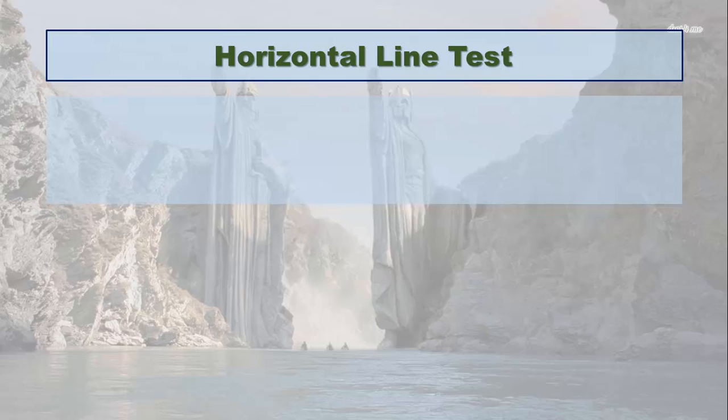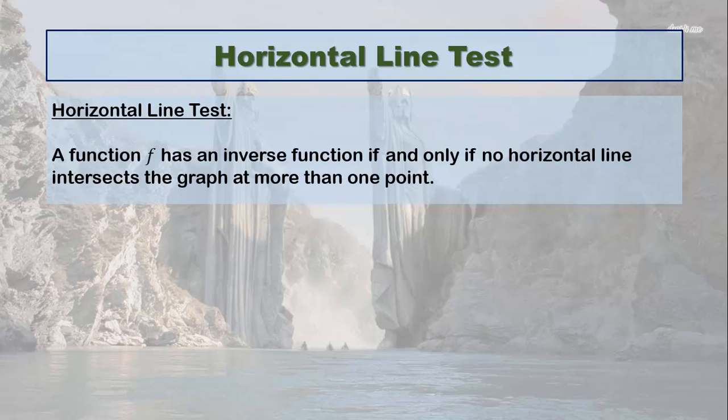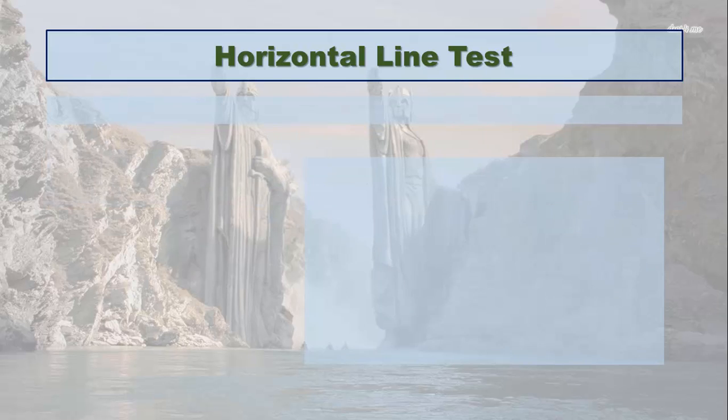All right, there we go. So what the horizontal test is specifically, it says a function f has an inverse if and only if no horizontal line intersects the graph at more than one point. So the first thing I'm going to do is show you an example of this that might actually kind of surprise you. And that is this simple example.